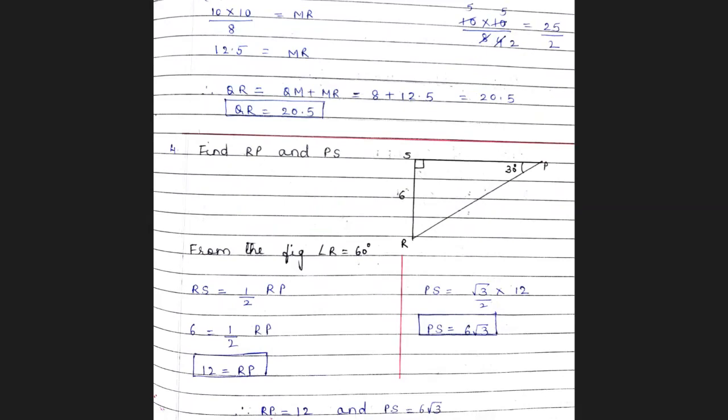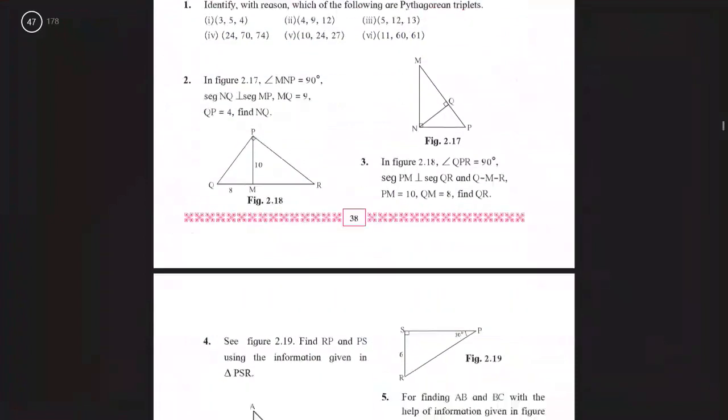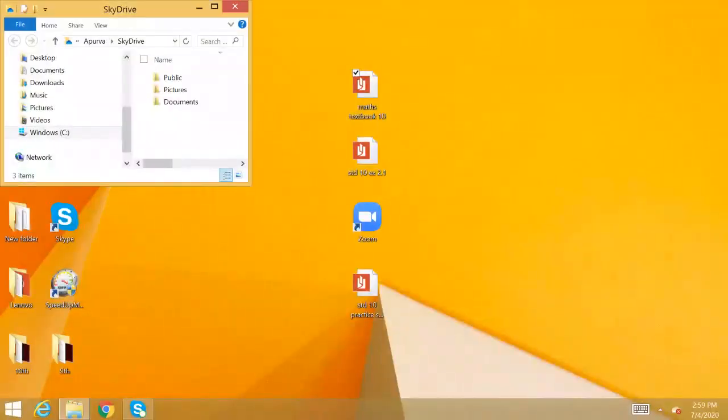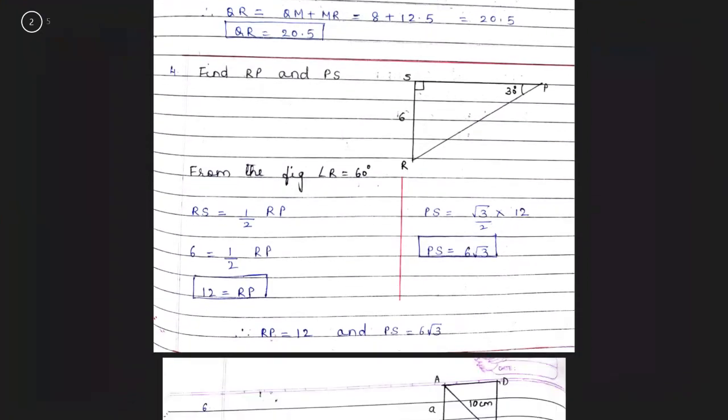Next, question number 4. See figure 2.19. Find RP and PS using the information given in the triangle. So you are given angle P is 30 degrees, angle S is 90. It follows that angle R will be 60 degrees. Now you have to use the property side opposite to 30 degrees is half of the hypotenuse. So side opposite to 30 degrees is RS, which is half of RP. RS is given to you as 6. Therefore, RP, when you cross multiply, you get 12.